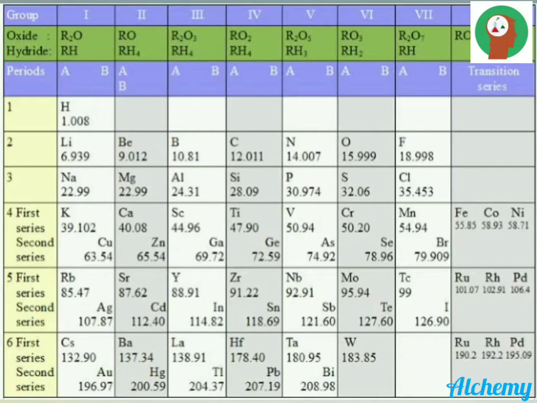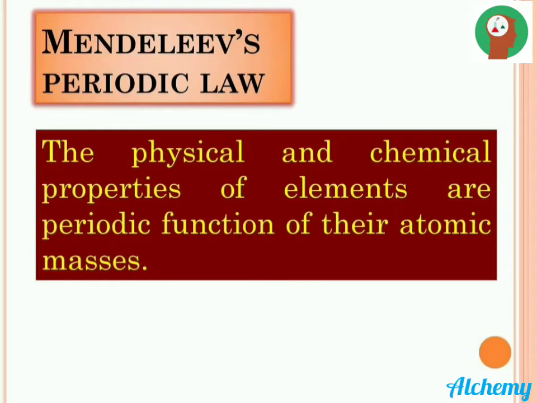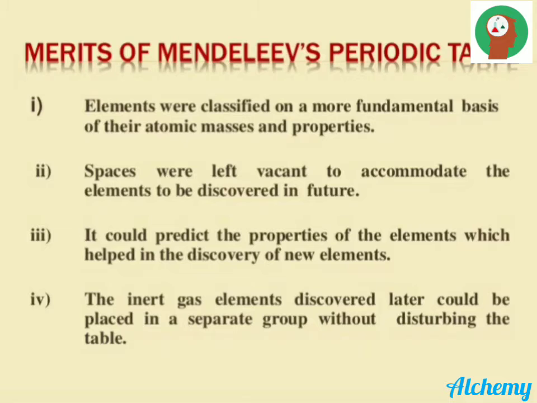Elements having similar properties were placed in the same group. Some spaces were left vacant in the table to accommodate the elements to be discovered in future. Thus, according to Mendeleev's periodic law, the physical and chemical properties of elements are a periodic function of their atomic masses. The merits of Mendeleev's periodic table are: elements were classified on a more fundamental basis of their atomic mass and properties. Spaces were left vacant to accommodate the elements to be discovered in future.